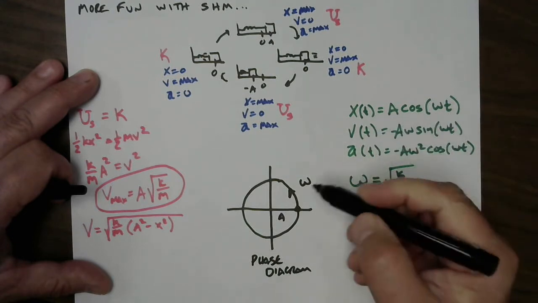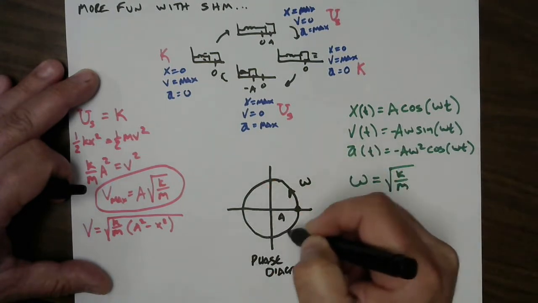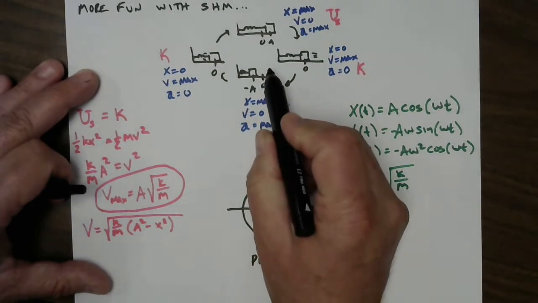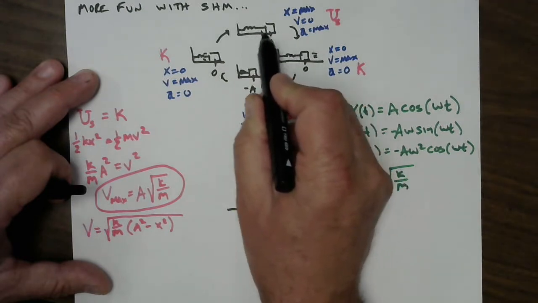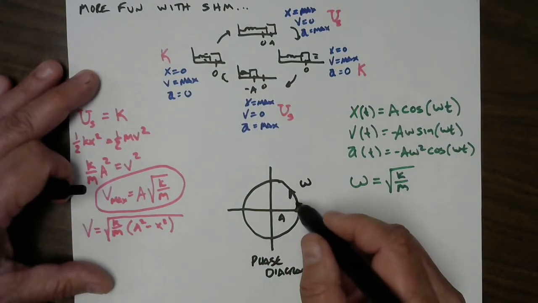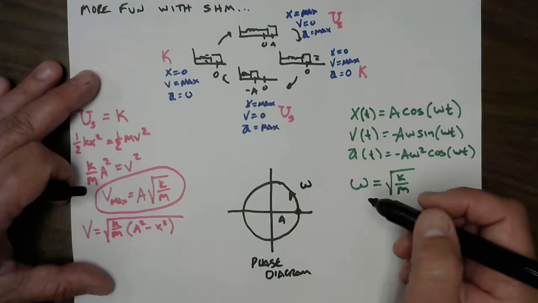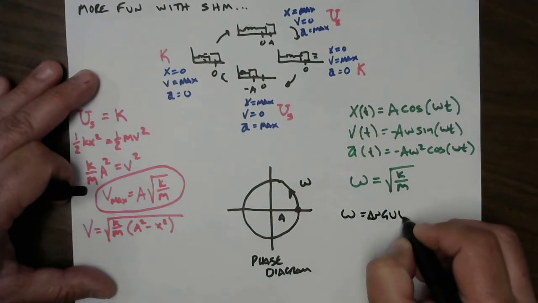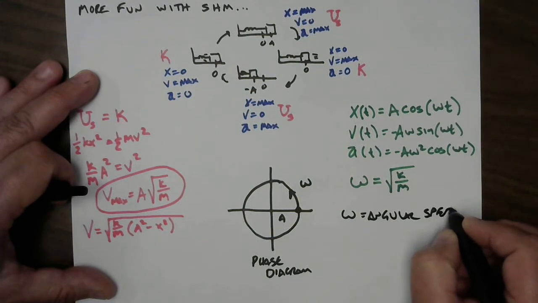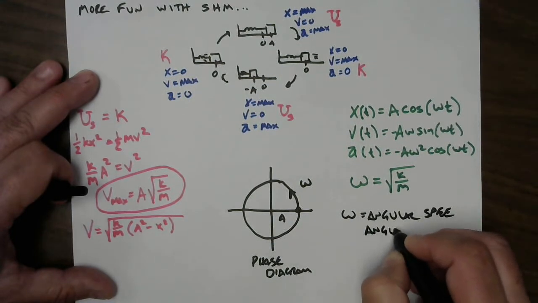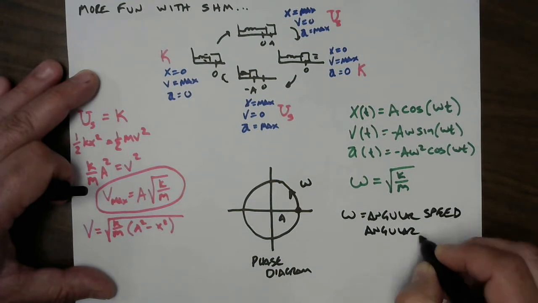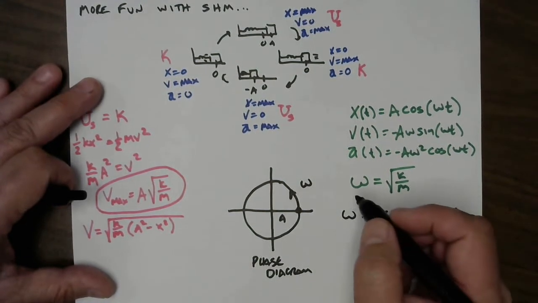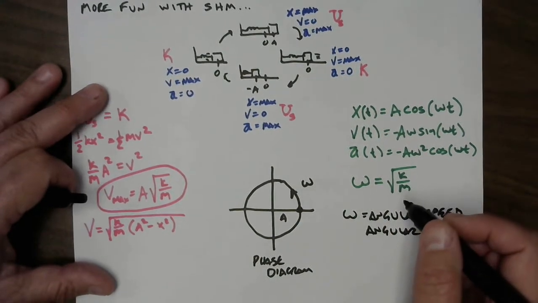It is A cosine omega t. The x projection of something going in a circle goes back and forth in a linear way, just like this system goes back and forth in a linear way. So this imaginary diagram has some relevance to this thing right here. Sometimes we call this the angular speed, and sometimes we call it the angular frequency. And so this phase diagram is fairly important.